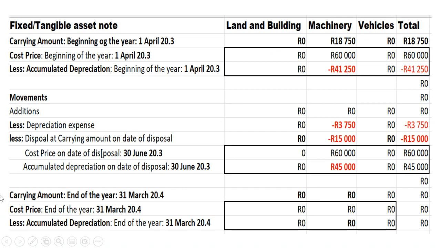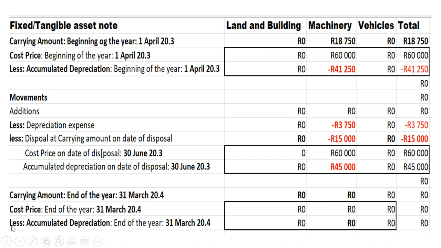Then at the end of the year, remember this asset has been sold, has been removed from our books now. What will be our carrying amount at the end of the year? How do we determine that? We need a cost price at the end of the year. Remember how we're going to do it. You will say cost price at the beginning of the year plus additions. Did we buy anything? You know. But did we sell something? What is it that we sold? What was its cost price? We sold that asset that costed us 60,000. So you are saying 60,000 plus 0 minus 60,000. You'll be left with a cost price of 0 at the end of the year.